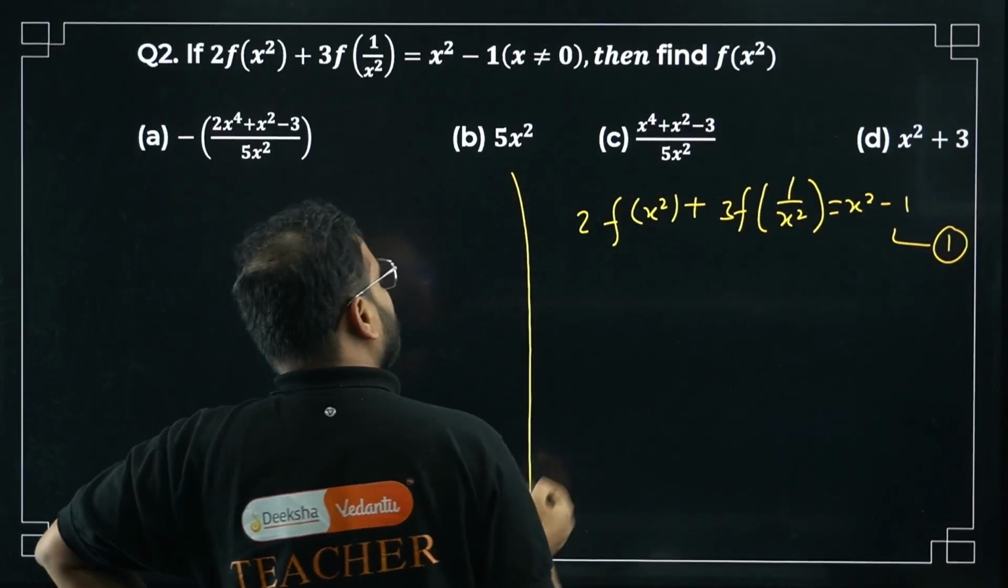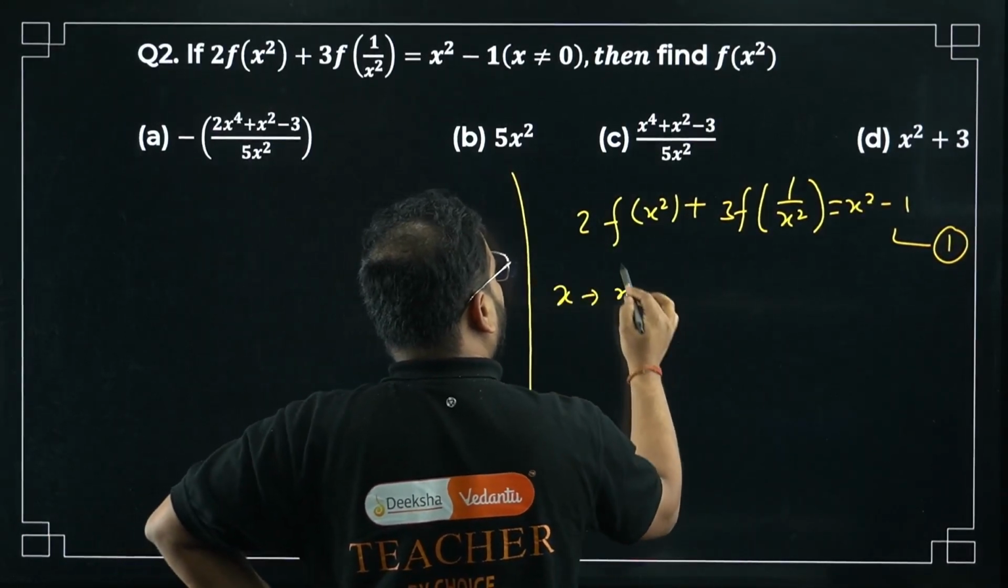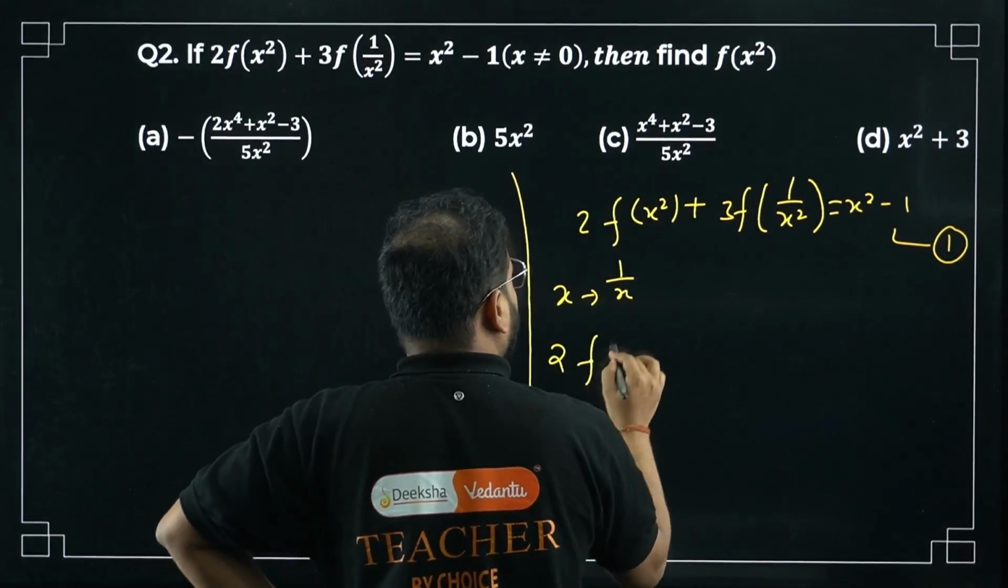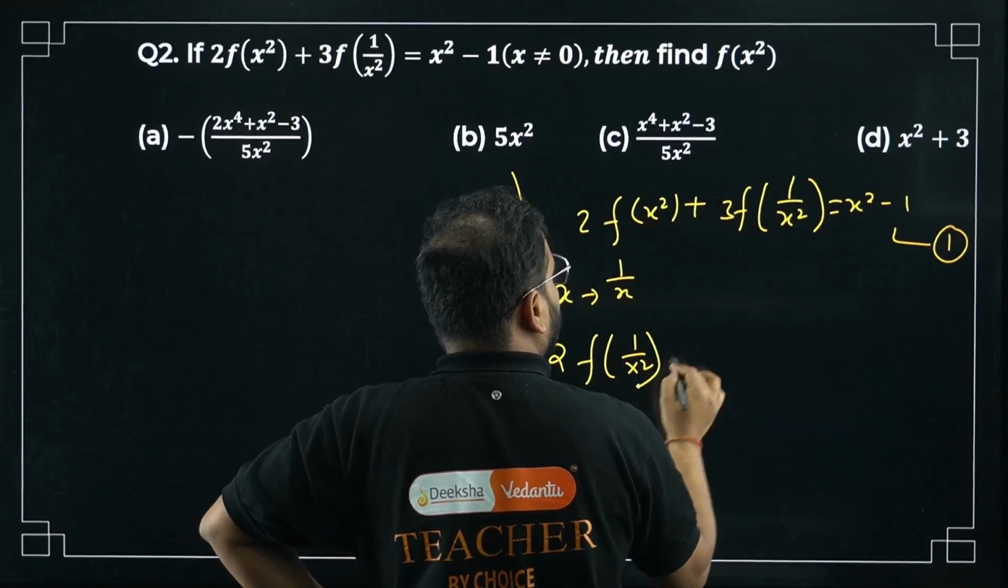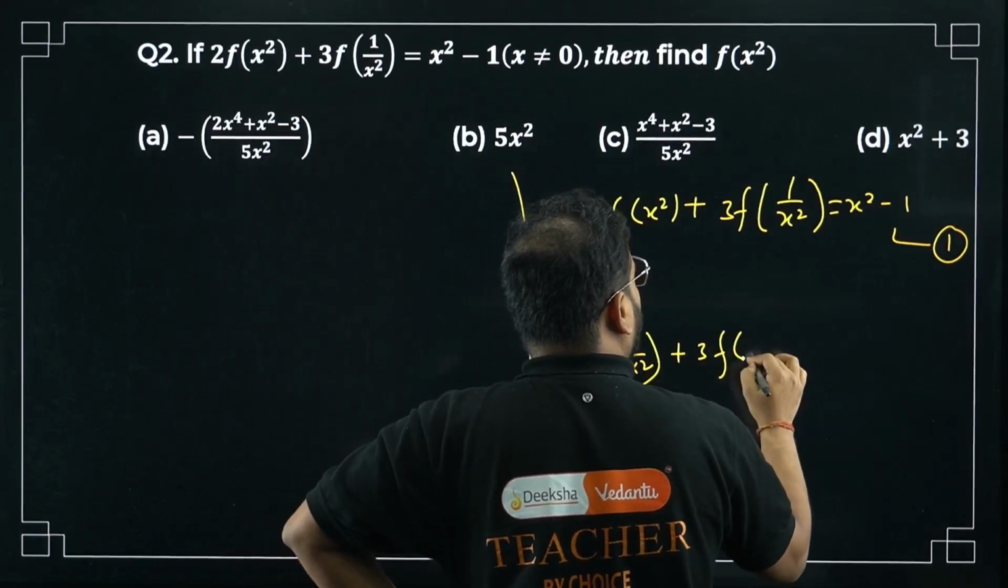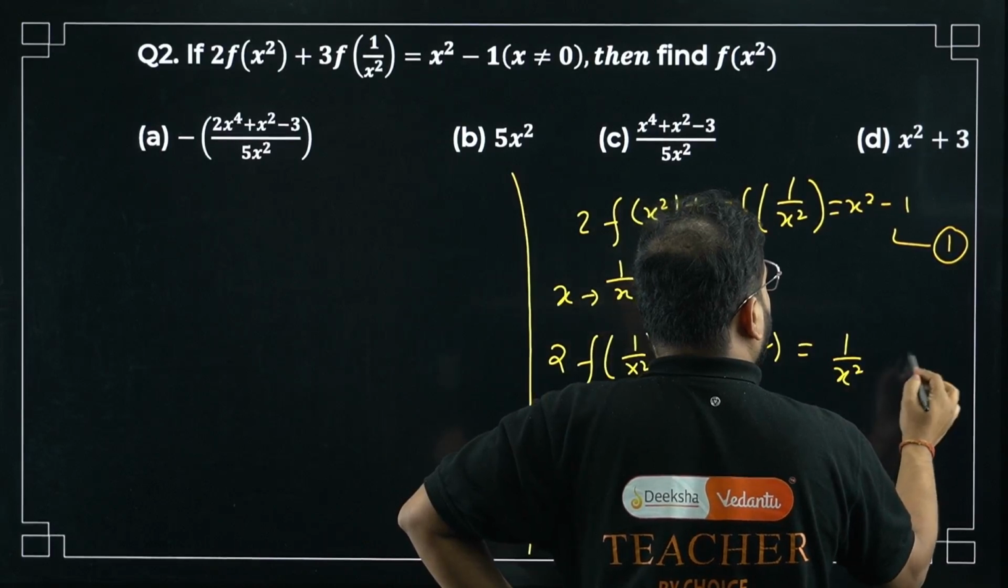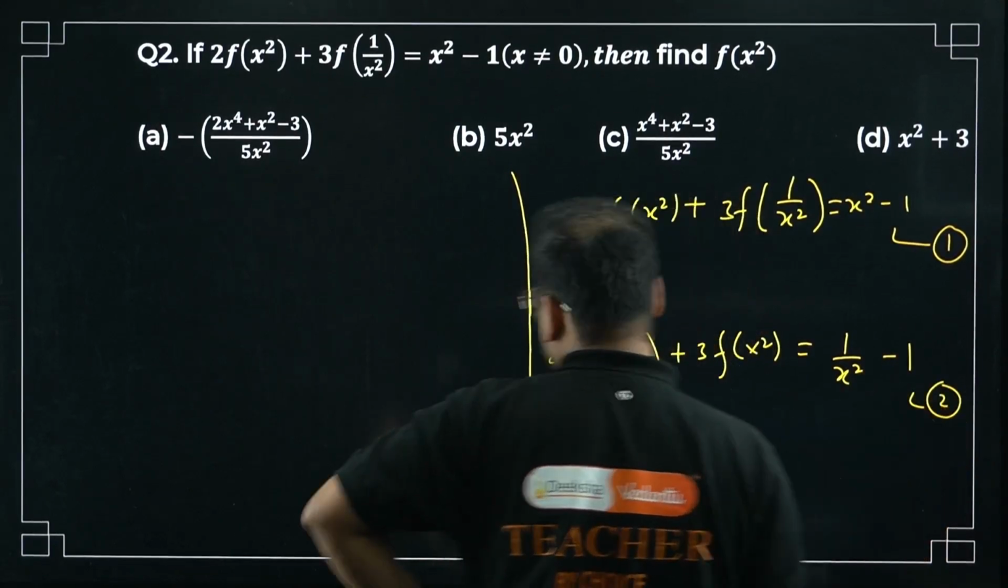Okay, what you can do is replace x by, bacha, 1 upon x. When you do that, the equation will transform into 2 times f of 1 upon x square plus 3 times f of x square equals 1 upon x square minus 1. This is my equation number 2.